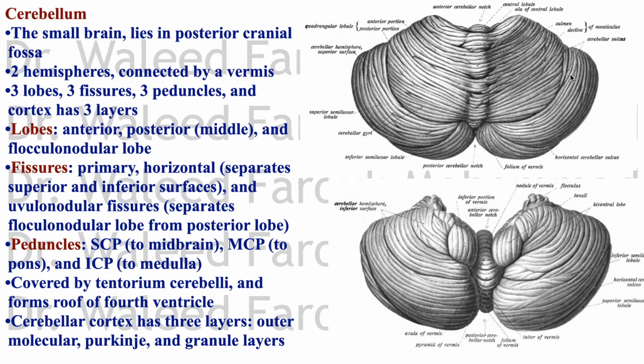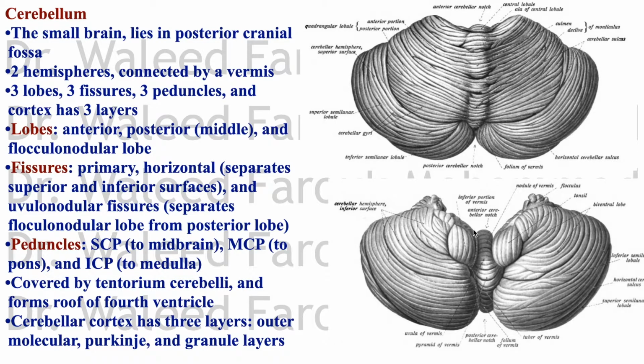This is the primary fissure here at the superior surface. Horizontal fissure, it's at the edge of the cerebellum, separating the superior and inferior surfaces, and the uvulonodular fissure that separates the flocculonodular lobe from the rest of the cerebellum.